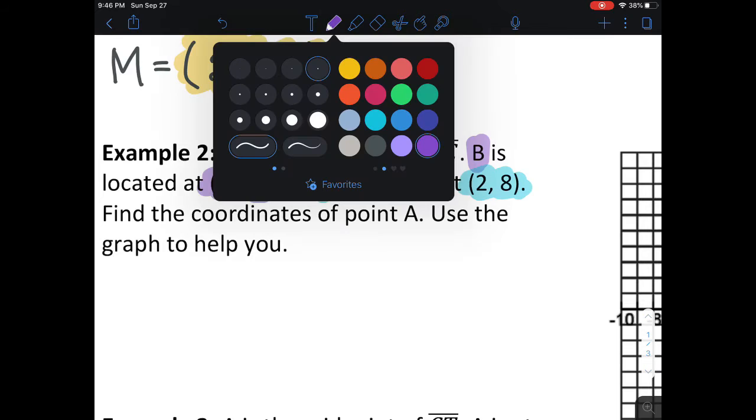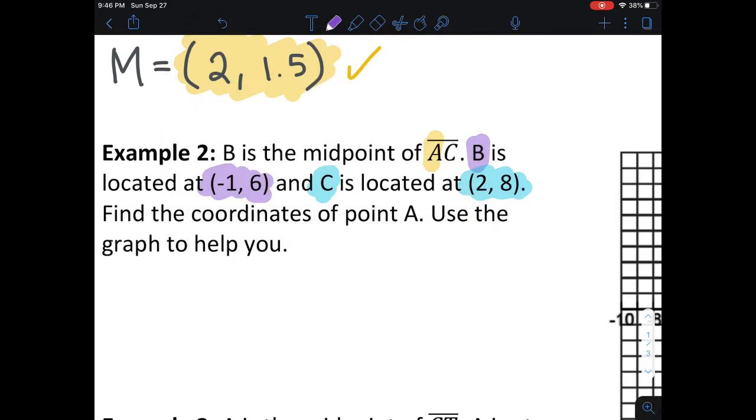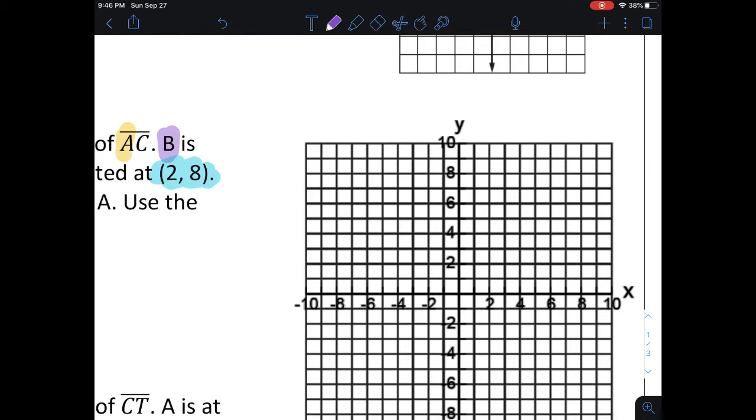Okay, so let me go ahead and graph the points that I do know. So B is at -1, 6. Okay, so we have -1, up 6, right there.